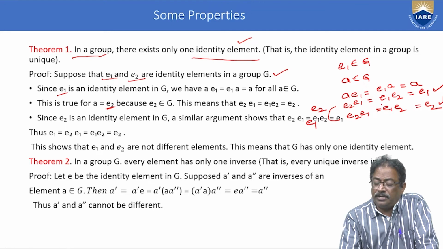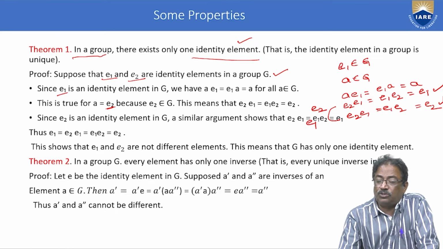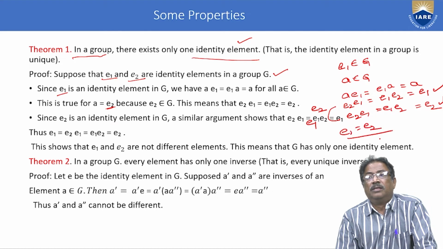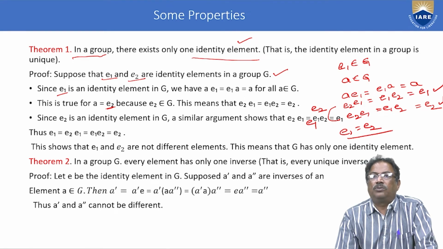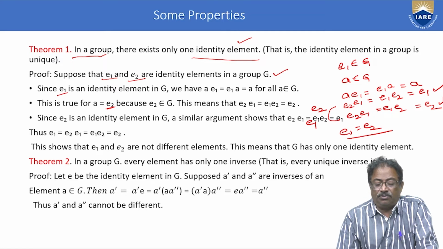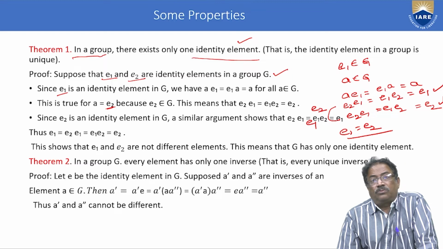So, combining, E1 is equal to this, which is equal to E2. So I can say that E1 is equal to E2. Even if we assume that it has more than one identity element, those identity elements are equal to each other. Okay. Now, let us go for the other theorem.